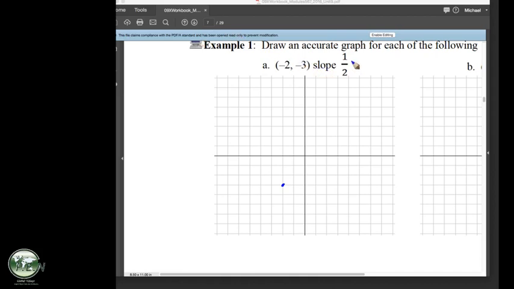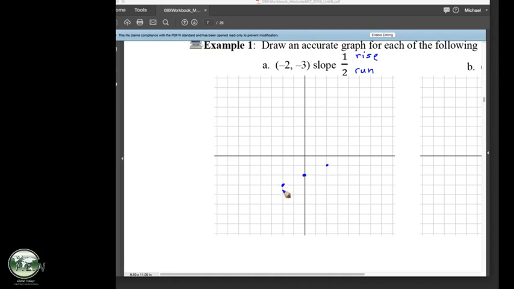Now, what does the slope tell us? What is this 1? It's a rise of 1. And what is this 2? It's a run of 2. So it tells us to go up 1 and then run 2, and we'll get to another point. How can we get to another point? Rise 1, run 2. We could do this all day long.